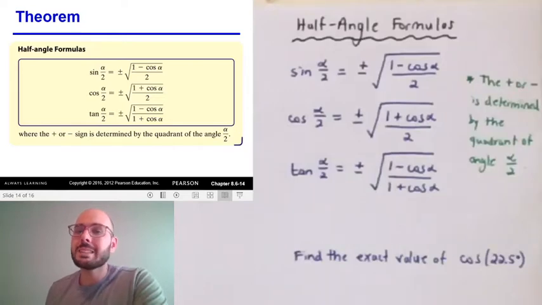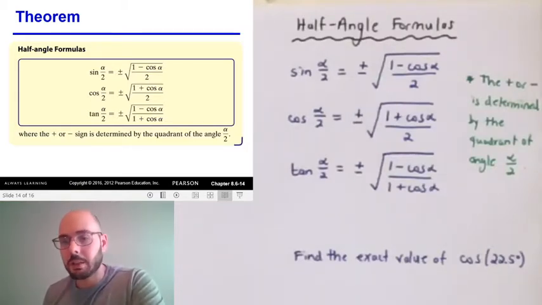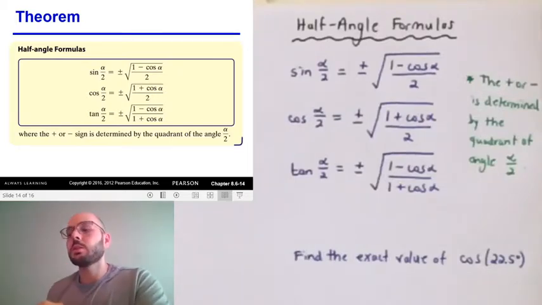Alright, welcome back. This is part 2 of section 8.6. In part 1 we talked about double angle formulas, and now in part 2 to finish it up we're going to talk about half angle formulas. So this is what we can use if we want to cut an angle in half instead of doubling it.